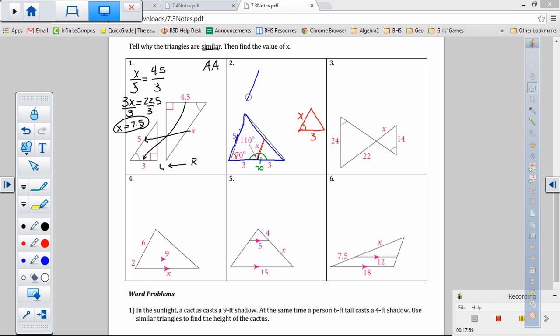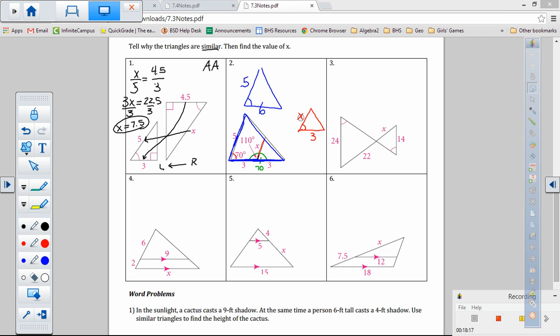Okay, so here's my big triangle, which I know this is 70 degrees, so I know it corresponds. This entire side that I'm drawing my line over and over on is 3 plus 3, or 6. And then this side is 5. So now I have my ratio. I can set it up.